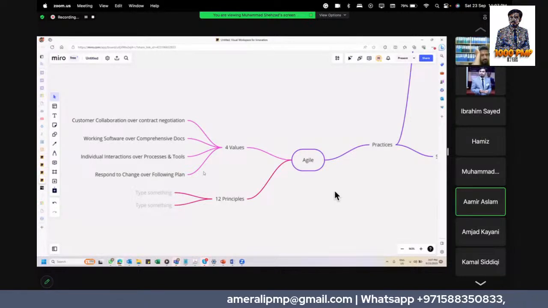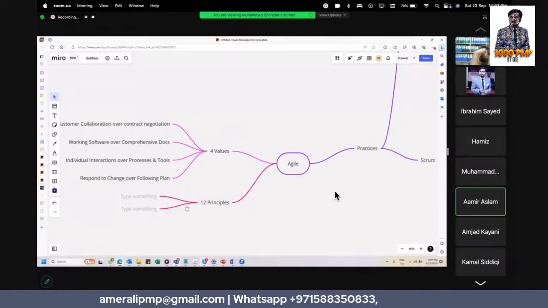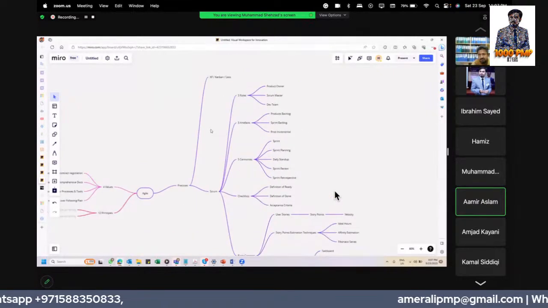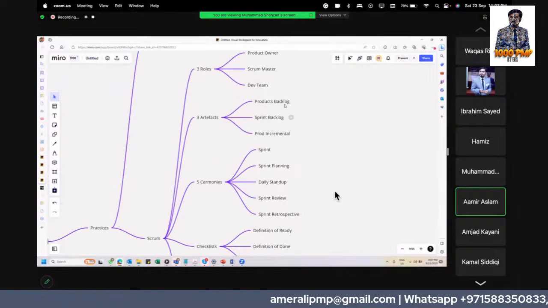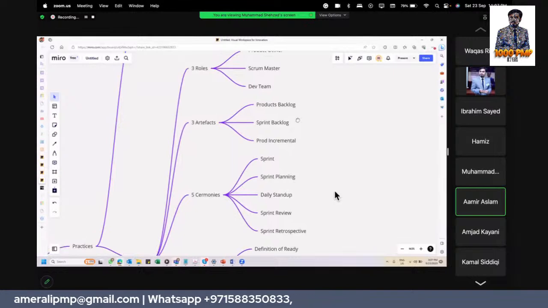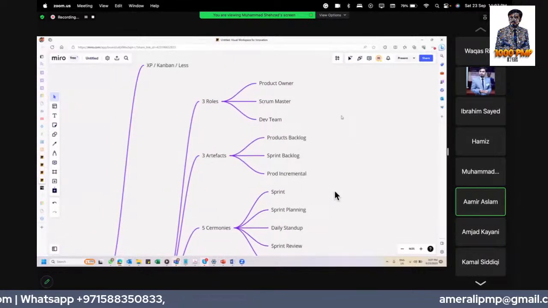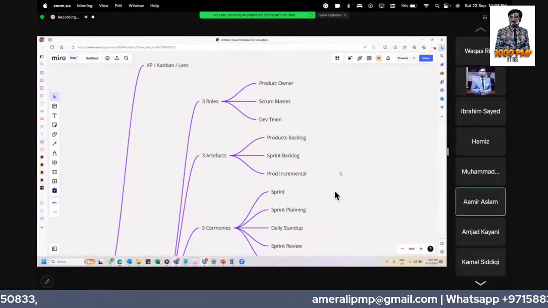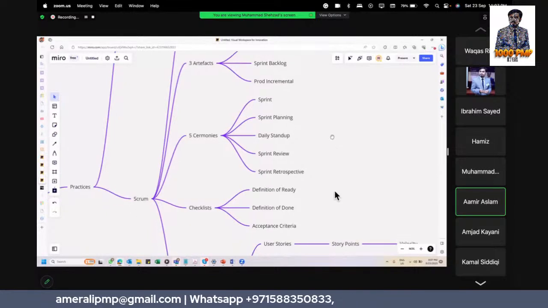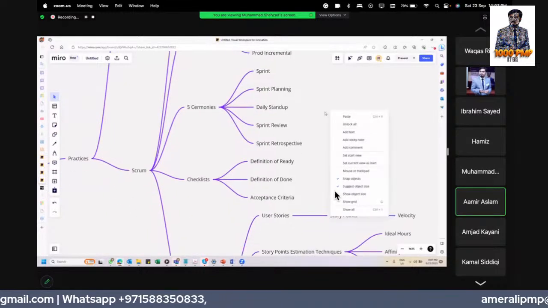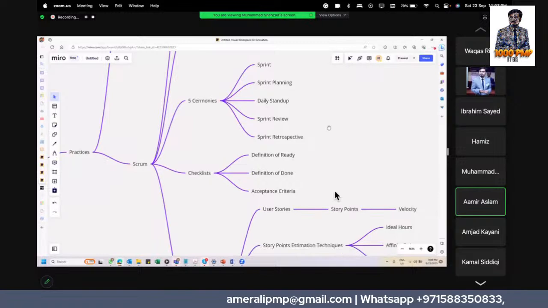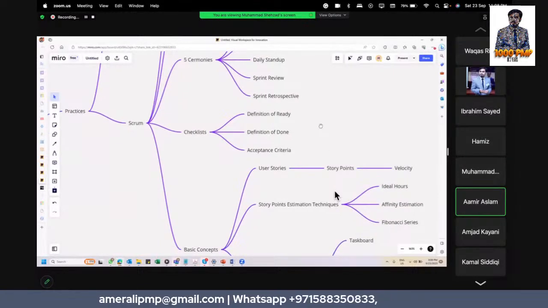And on the other side, we have 5 ceremonies in Agile and 3 artifacts. The 3 artifacts are the product backlog, the sprint backlog, and the product increment. We have 3 roles: Scrum Master, Product Owner, and Development Team. The 5 ceremonies are sprint planning, daily stand-up, which is almost 15 minutes, sprint review, and sprint retrospective. Then we have the checklist: definition of ready, definition of done, and acceptance criteria.